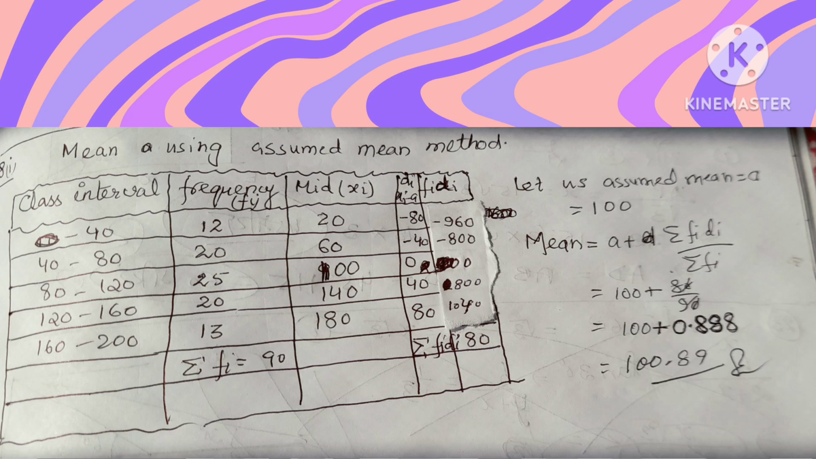So let us assume mean a is equal to 100. So mean is equal to a plus summation of fi di by summation of fi. That's 100 plus 80 by 90. That is 0.888, which is rounded off to 0.89. So 100 plus 0.89 is 100.89, and that is the mean by assumed mean method.